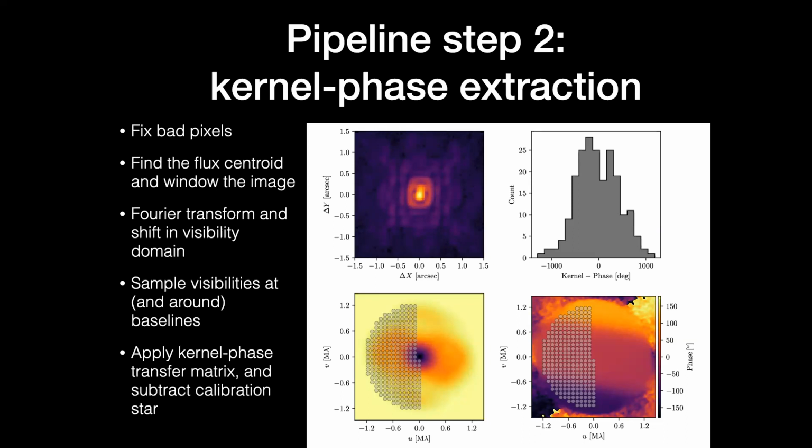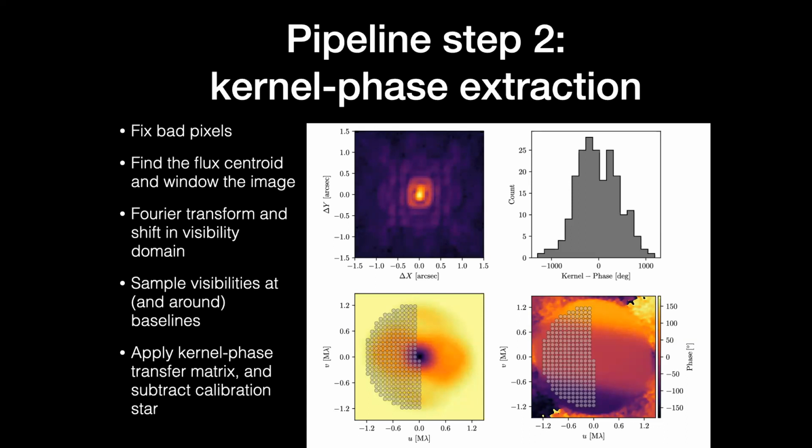We can then sample our phases at the baselines that were defined by the aperture model, and then multiply that vector of phases by our kernel phase transfer matrix. So this takes a large number of phases and gives us a slightly smaller but less noisy number of kernel phases that we can then fit a model to, to try and tell us information about what the source looks like.